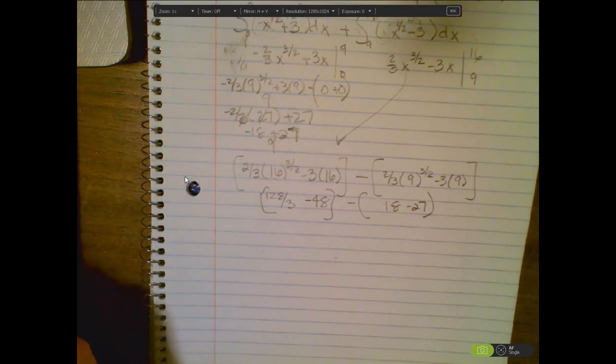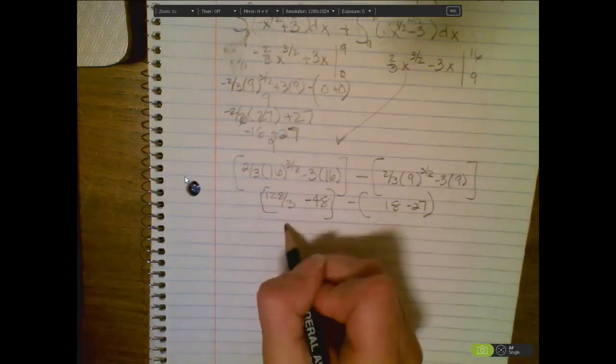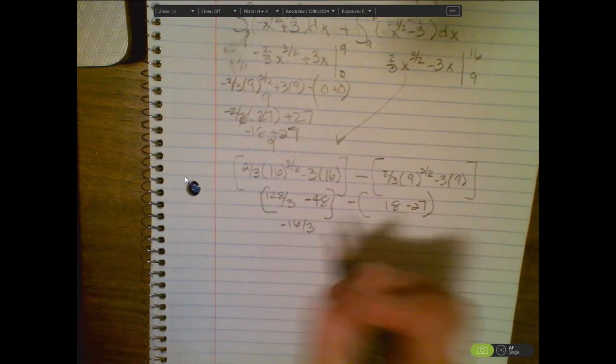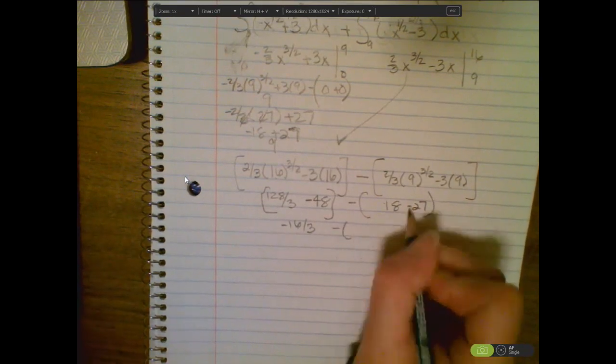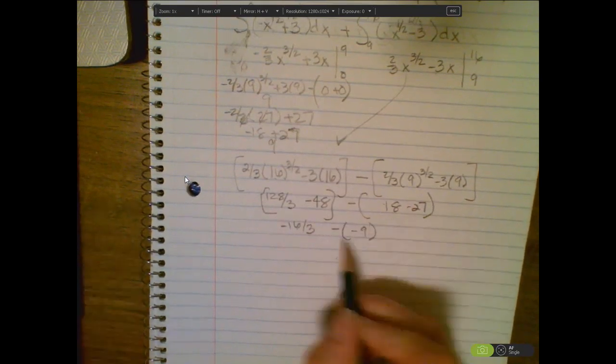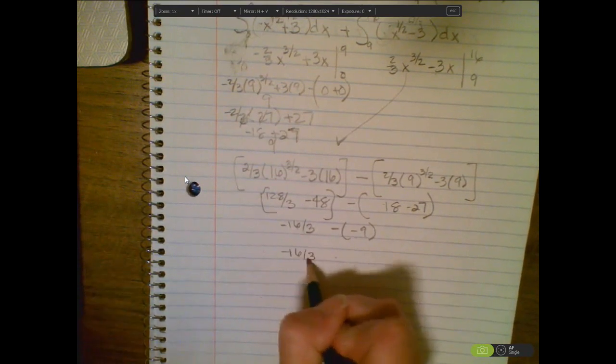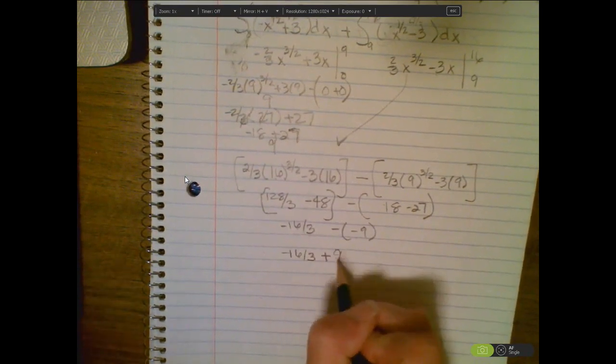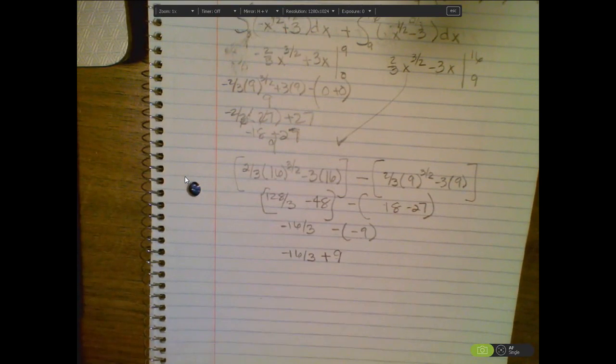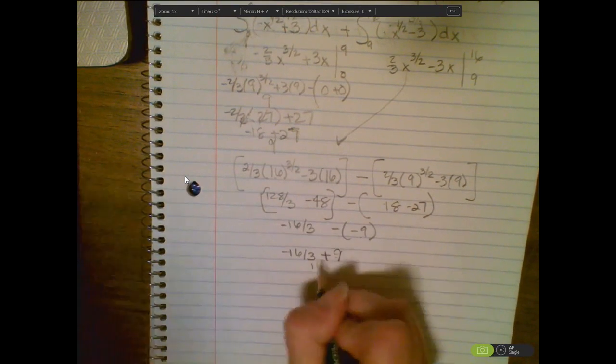Okay. And it helps if I apply the right things in my calculator. Okay, so this is negative 16 thirds. Okay, this is minus, this becomes negative 9. Notice why this is important. These two are going to cancel out. So I have negative 16 thirds plus 9. So if I do out the math, that's 11 thirds.